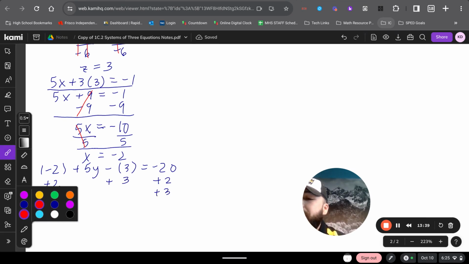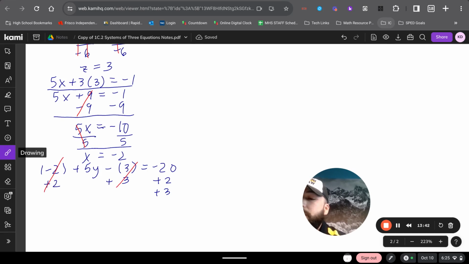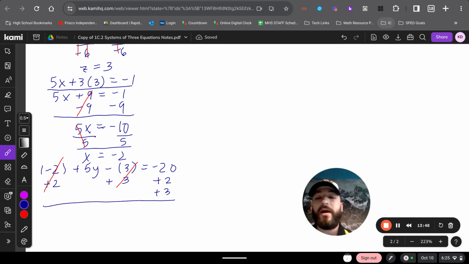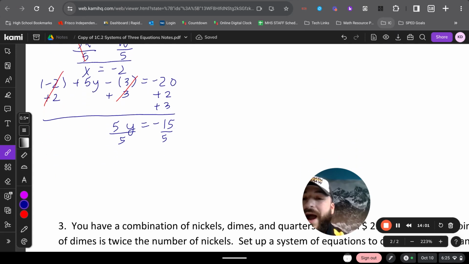That's going to get 2 and 3 to cancel out. Over there on the right, negative 20 plus 2 plus 3, that's the same as negative 20 plus 5, which would give me negative 15. So 5y is equal to negative 15. Dividing both sides by 5, we get that y is equal to negative 3.